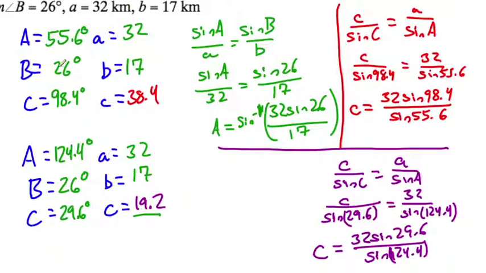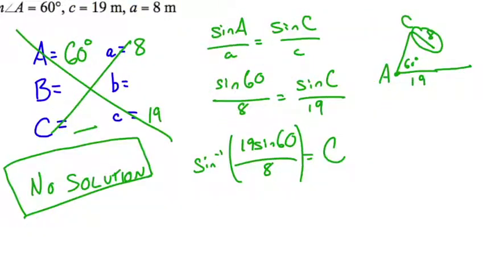Now, if it does work out, and here I found that my first angle was 55.6, and if I subtract that from 180, I get 124.4. That actually does work because I was given 26 degrees. That's less than 180, meaning that in the second triangle, angle C would be 29.6. In the first triangle, that remaining angle would be 98.4. Since in both cases all angles add up to 180 degrees, this is a situation where I have 2 triangles. So the ambiguous case can have 2 triangles, 1 triangle, or 0 triangles.